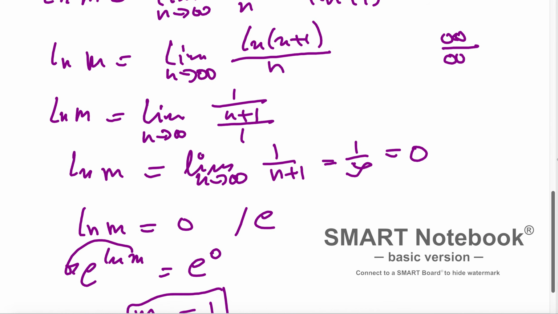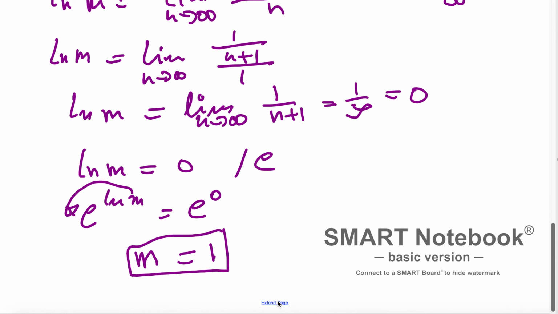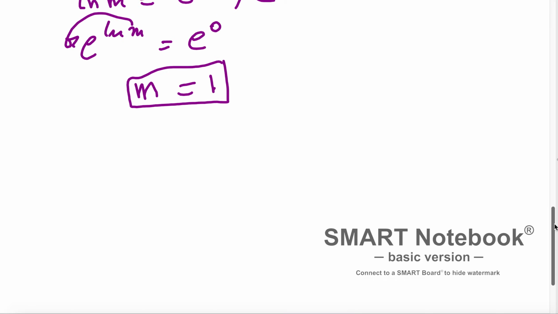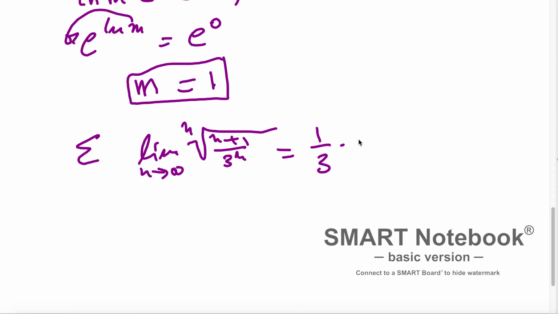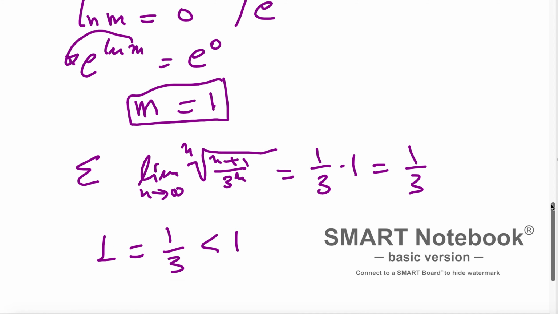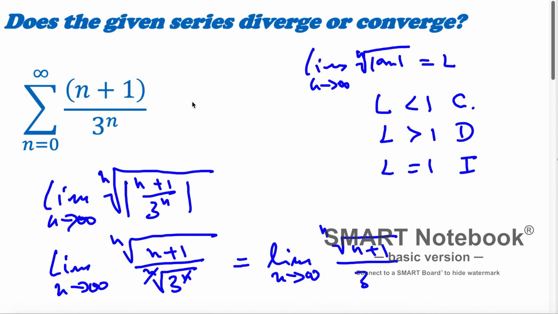And now we already know the series. So let me go a little up. The limit as n goes to infinity of (n plus 1) divided by 3^n, taking the nth root, is equal to 1/3 times m, which happens to be 1, so this is 1/3. So L is equal to 1/3, which is less than 1, and so this series converges absolutely according to the root test.